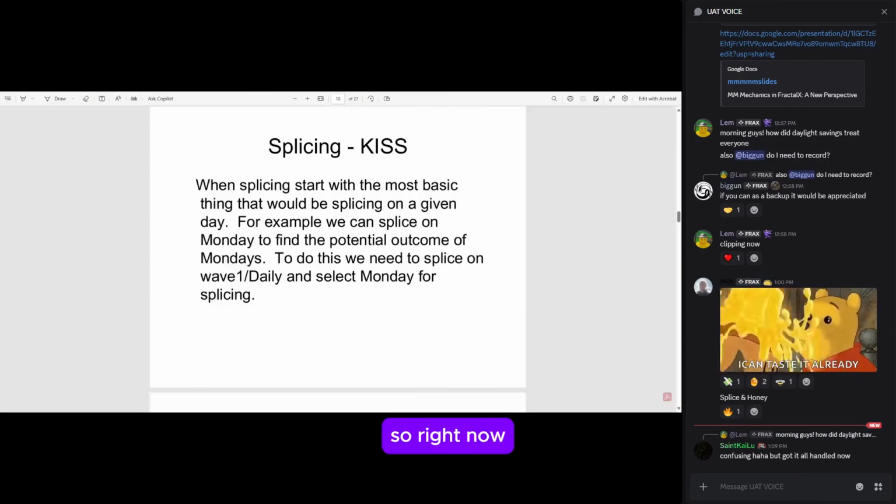So right now, the first thing you want to do is just keep it super simple. I'm going to show Monday splicing. I'm going to show how to open that up and how to read the graph. And I would advise, because you got to get this stuff straight in your head, the first thing you want to do is just keep it super simple. So to do this, use wave 1 daily and select Monday for the splicing.